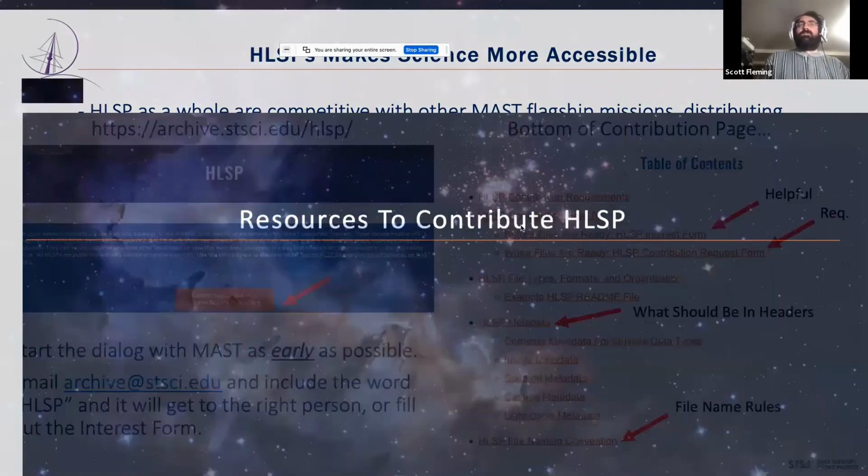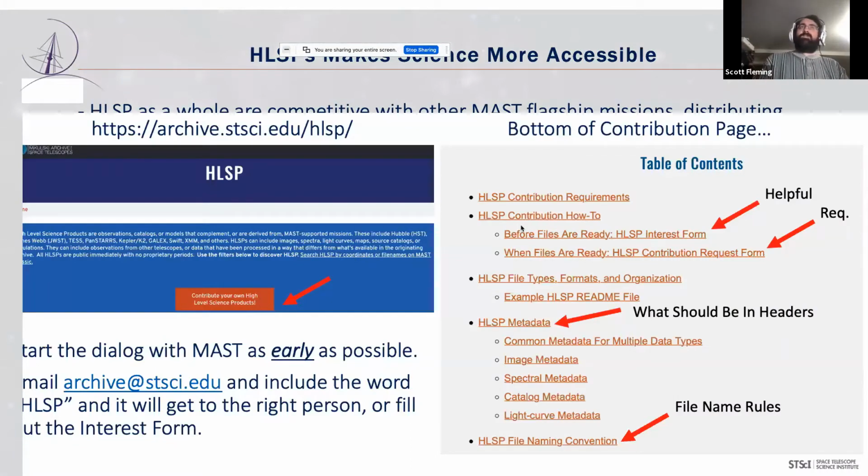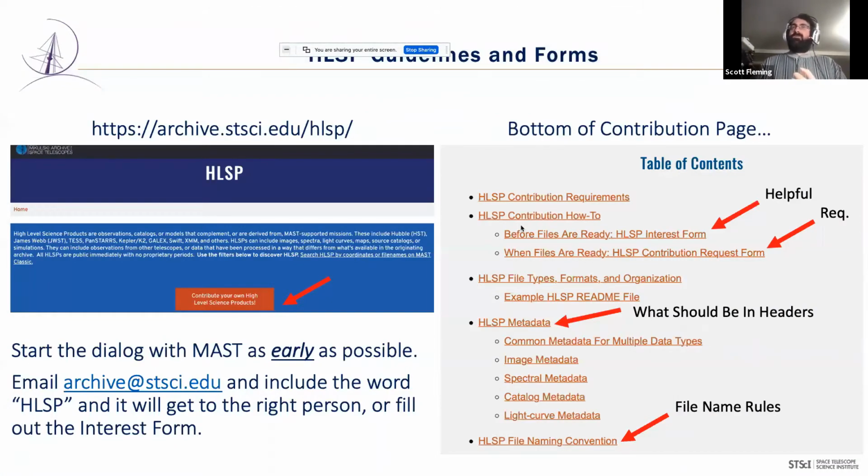Some quick resources. So the homepage is pretty easy. It's just archive.stsci.edu/HLSP. On that page is an orange button that will take you to the page on the right. And at the very bottom of the contribution page, there's a table of contents that includes information about the sort of metadata you should make sure your FITS files include if you're going to give us FITS files, file name rules, and then two different forms.